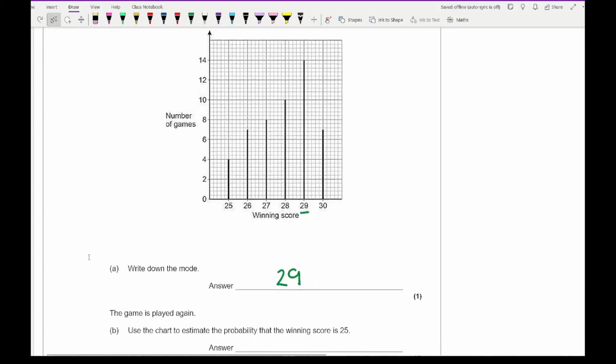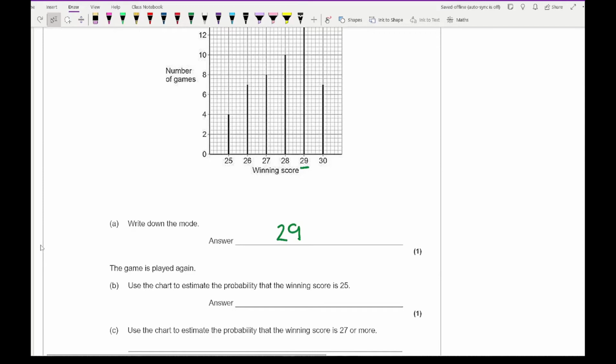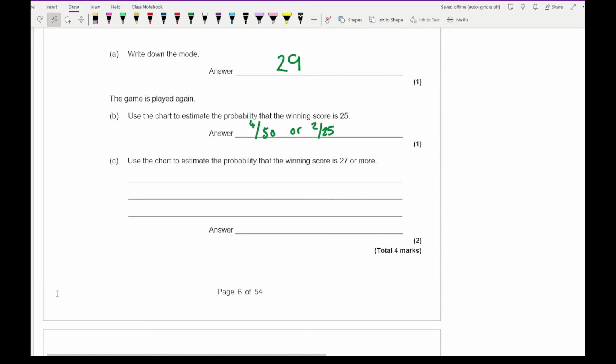It then says the game is played again. Use the chart to estimate the probability that the winning score is 25. So looking at the frequency of 25, which is 4. And we look at how many games are played in total, which is 50. And I could leave my answer like that, but I can simplify it as 2 over 25. Now, with it being only worth 1 mark, you don't need to simplify those fractions, but I would always, as long as it's done correctly.